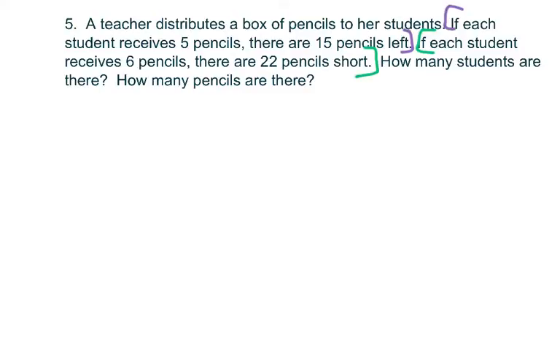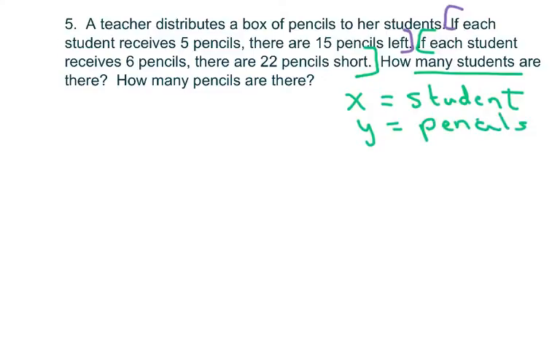And we want to let x equal the number of students. So I want to know how many. And y equal the number of pencils. So basically, for the 15 left, we have y. Each student gets 5 pencils, so that's going to be y minus 5x, because each student gets that. So the total pencils minus how many they get leaves you 15, because they're taking away the 5 times the x.